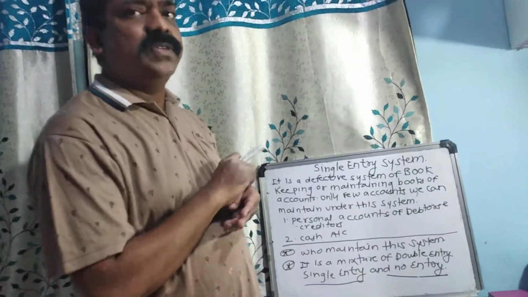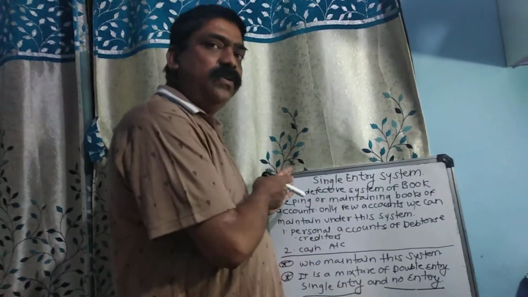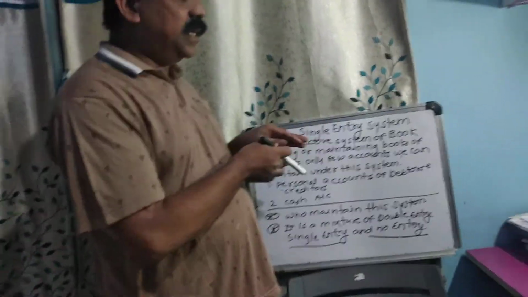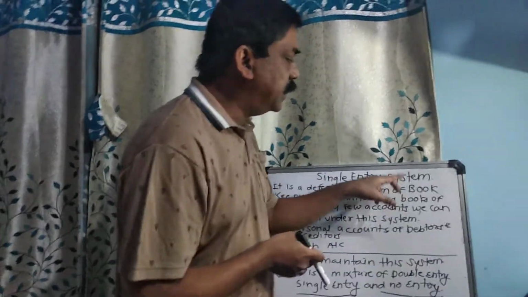So it is an absence of system. It is a defective system of bookkeeping. It is an unsystematic system of bookkeeping. That's why it is called the single entry system.